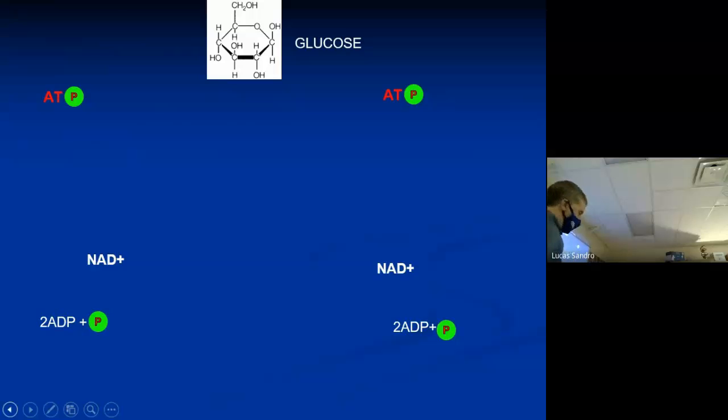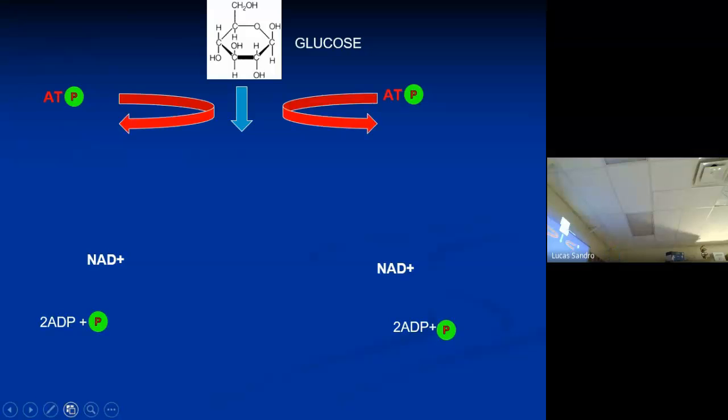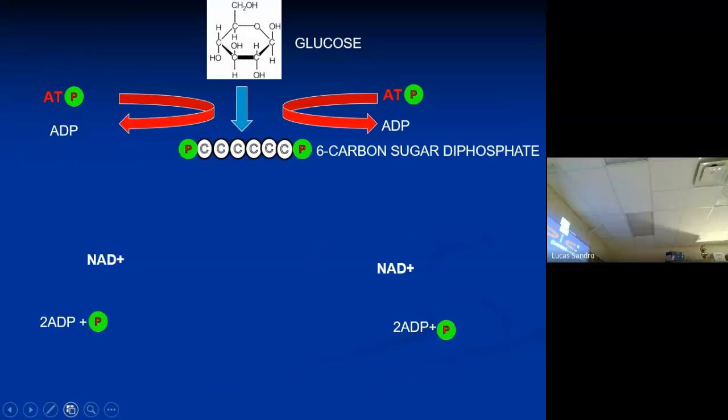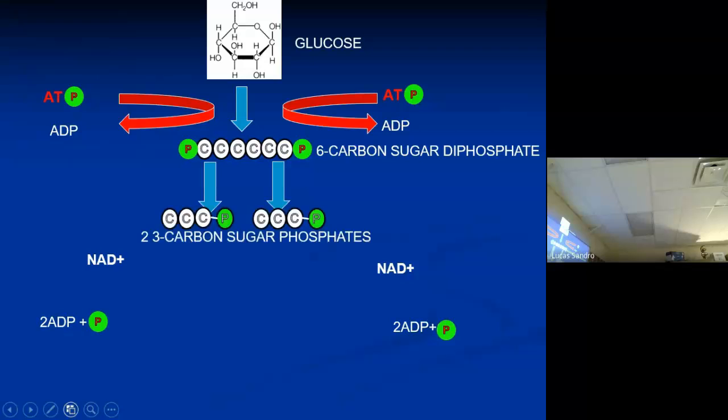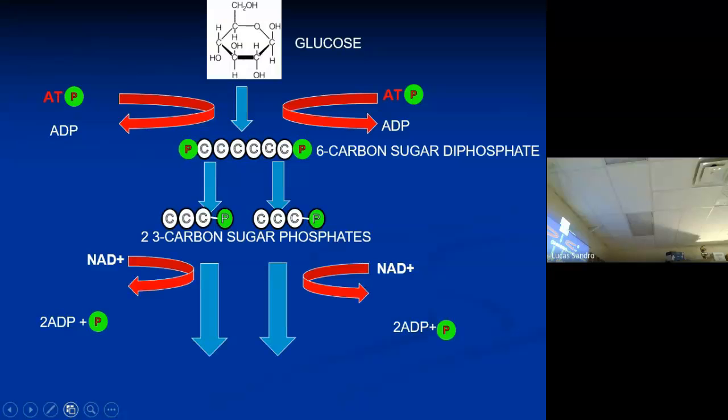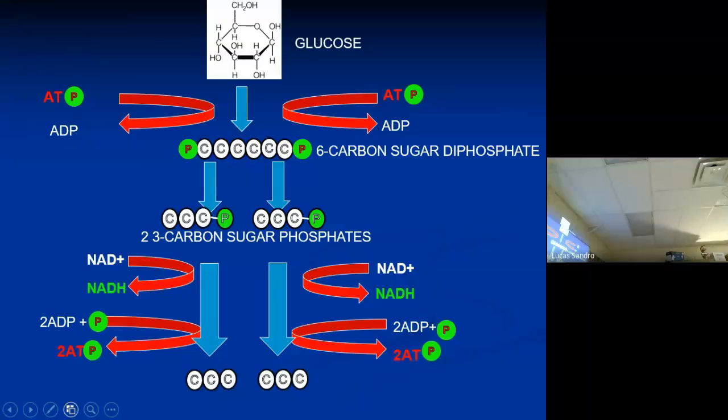Okay, you don't have to draw glucose's structural formula, but here's what it looks like. The glucose, using the energy from those 2 ATP to start with, an investment of 2 ATP, we get a 6-carbon sugar diphosphate, meaning it's a 6-carbon sugar with a phosphate on either end. The phosphate's energy is used to split the thing into 2. We get 2 3-carbon sugar phosphates. Then NAD plus picks up high energy electrons, becomes NADH, and we make our 4 ATP and wind up with 2 pyruvate. Go ahead and draw that.